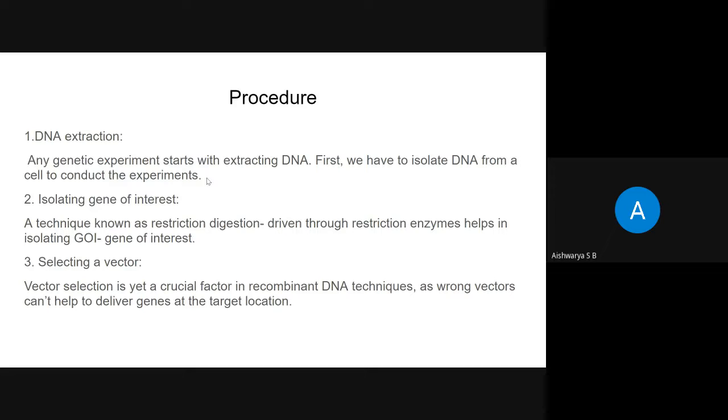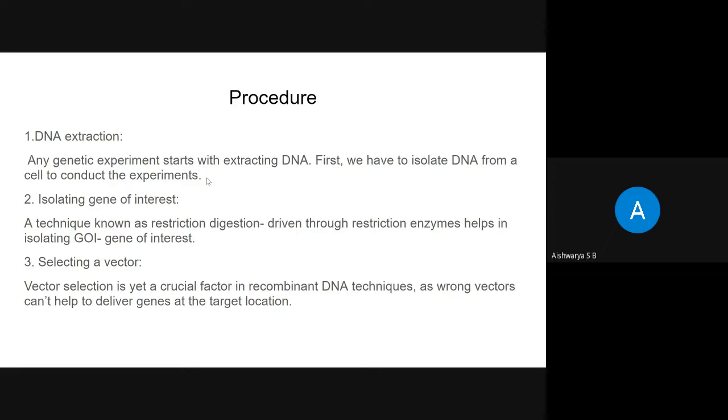First one, DNA extraction. Any genetic experiment starts with extracting DNA, where genomic DNA is isolated using DNA extraction. Second is isolating the gene of interest. The restriction enzyme cleaves DNA at its restriction site on both strands. The fragments are isolated through electrophoresis and employed for cloning.